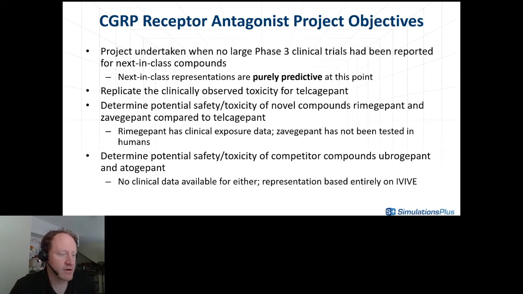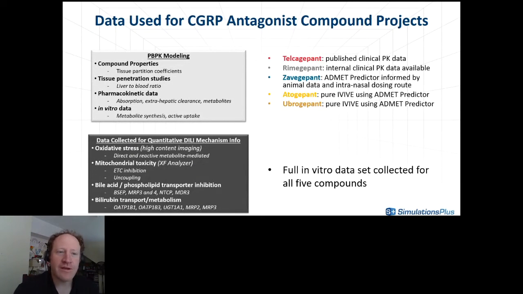They also wanted us to take a look at a couple of competitor compounds, ubrogepant and atogepant. Of course, because they're competitor compounds and their PK data hadn't been published yet at that point, we had absolutely nothing to go on with those two compounds. So the entire representation from PK through was based on IVIVE. Not even preclinical, we didn't have any rat data or anything. Totally in vitro data. So how do we go through all of this?